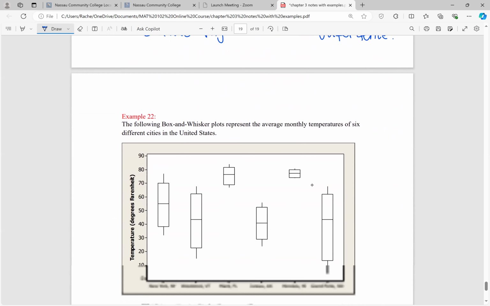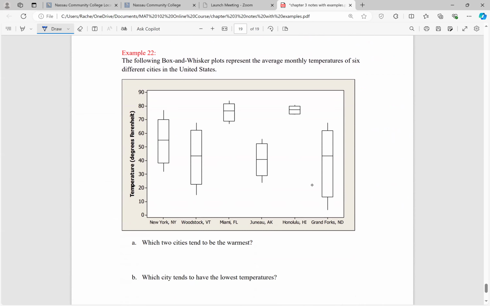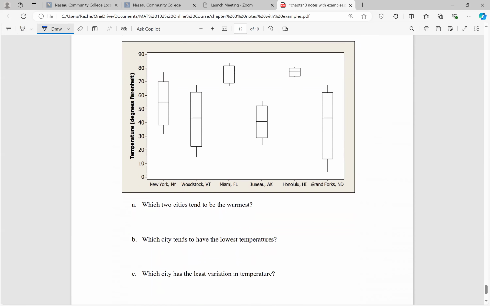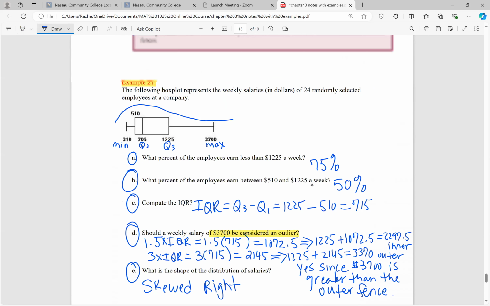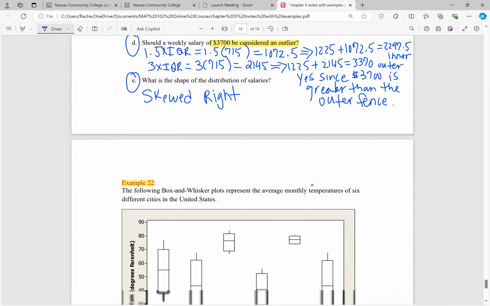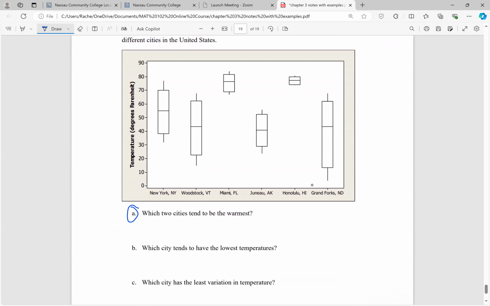So now I have one last example where I gave you a bunch of different box plots that represent the average monthly temperatures of 6 different cities in the US, and we have to answer some questions. And then we'll wrap up the lesson. So we have temperatures for New York, Woodstock, Miami, Juneau, Honolulu, and Grand Forks. The first question says, which two cities tend to be the warmest? These box plots are vertical. The other ones that we were looking at were horizontal. You could draw them either way. In this case, since we were drawing 6 of them, it was saving space to draw them vertically.